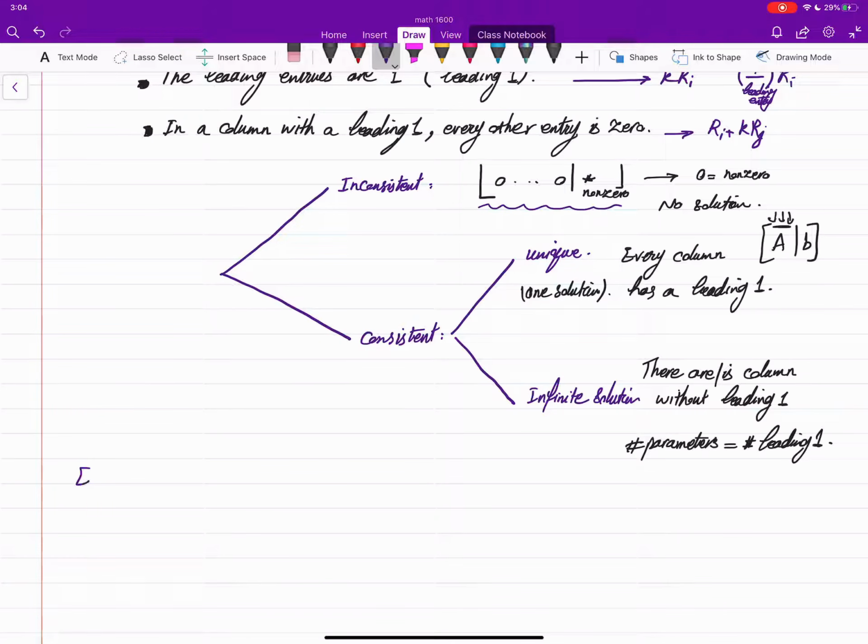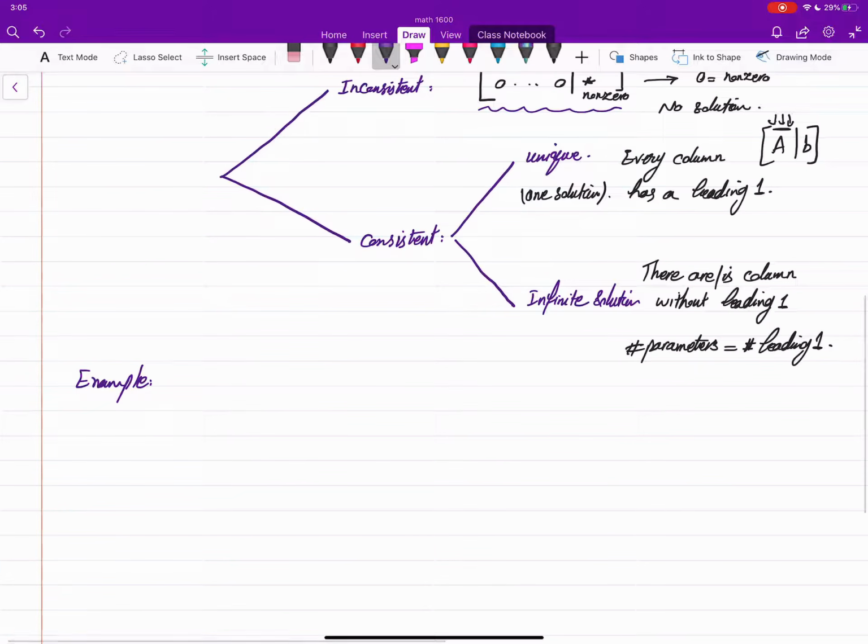I will complete the examples that we have done before. Solve the given linear system using Gauss-Jordan elimination.